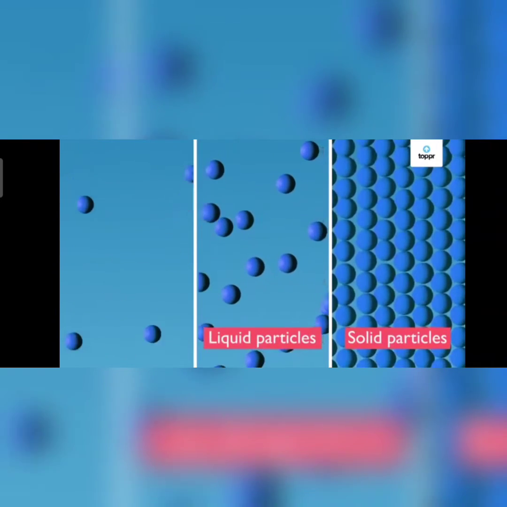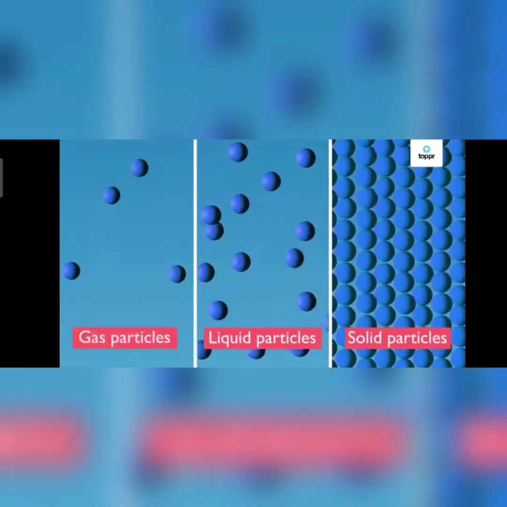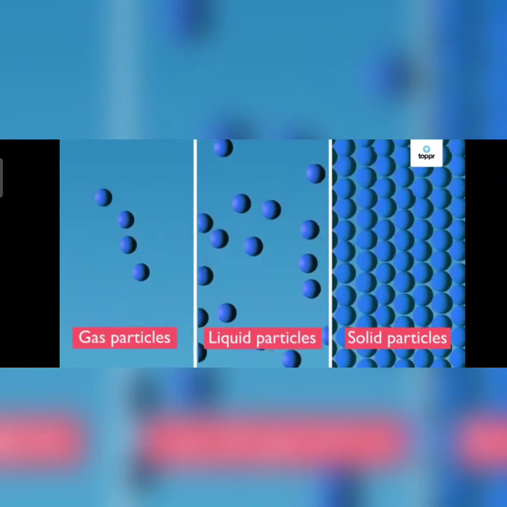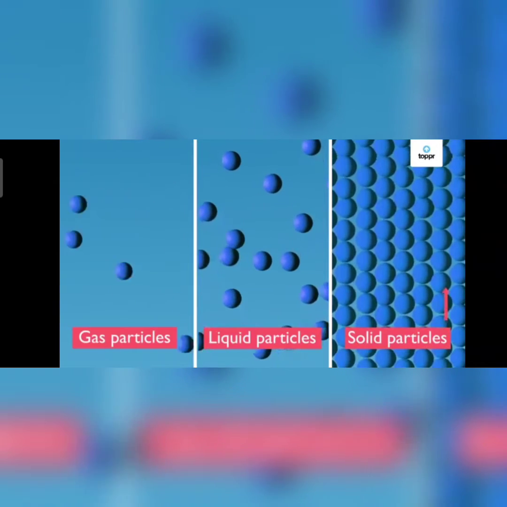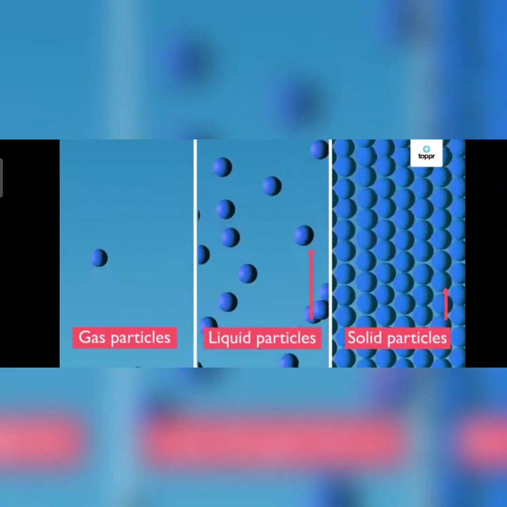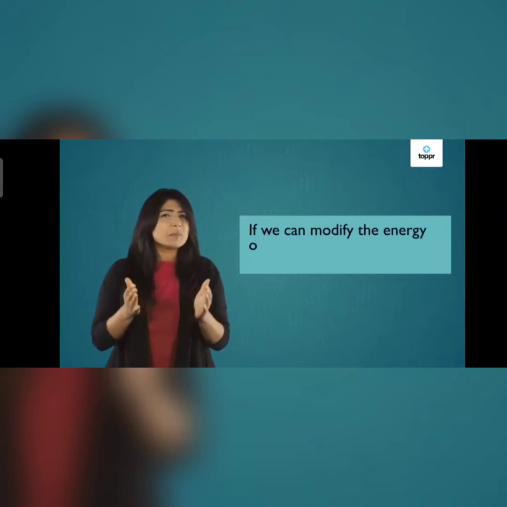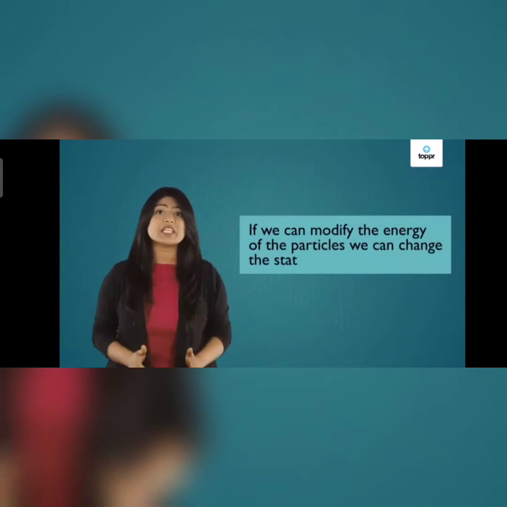You already know that particles of solid vibrate, those of liquid slide past one another, and gas particles bounce about freely. This indicates that solids have the least energy whereas gases have the maximum energy. So maybe if we can modify the energy of the particles, we can also change their state. Let's see this through an activity.